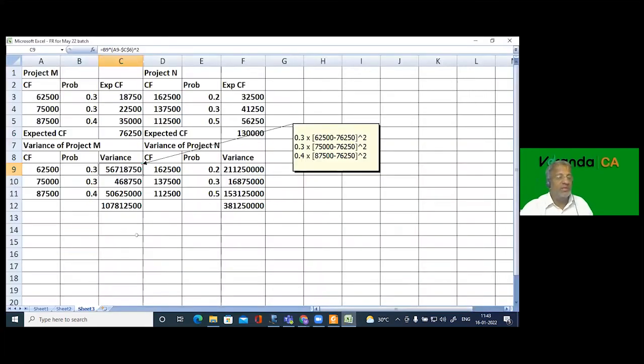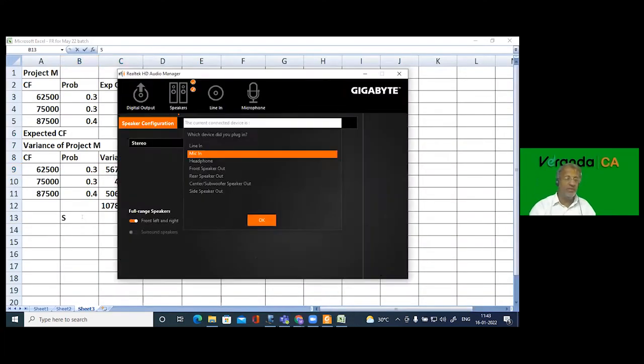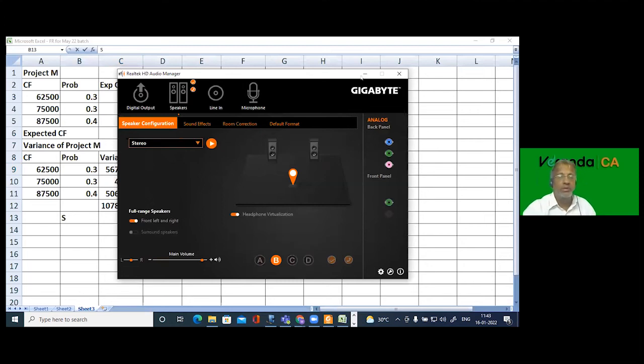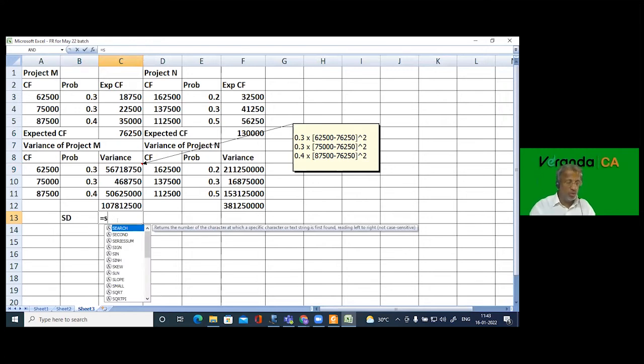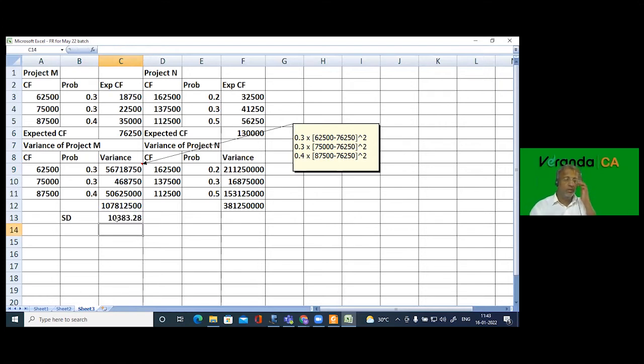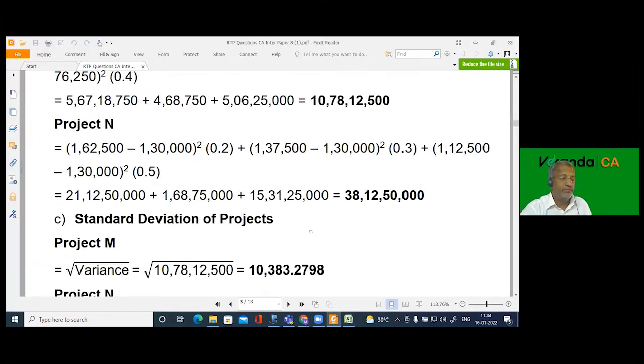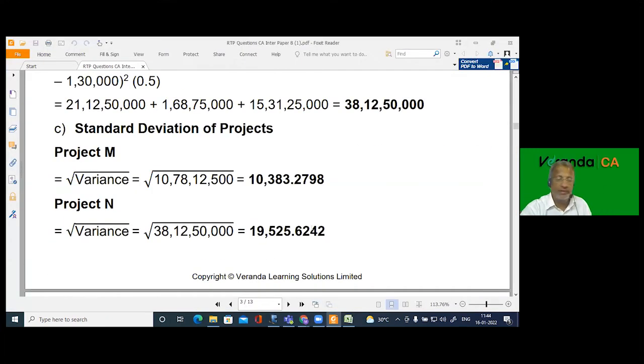Standard deviation is a very simple process. Standard deviation is equal to the square root function, SQRT within brackets. So this is the number that I get. This is the standard deviation: 10,383.28 and 19,525.624. This is what we have got as the answer.